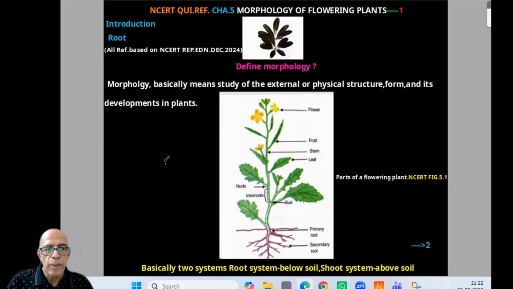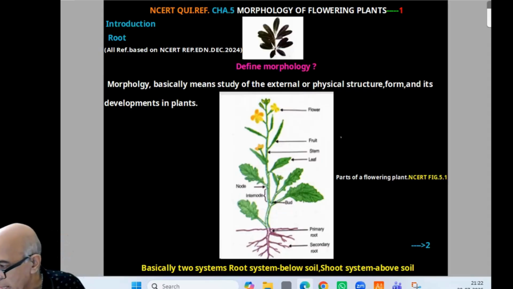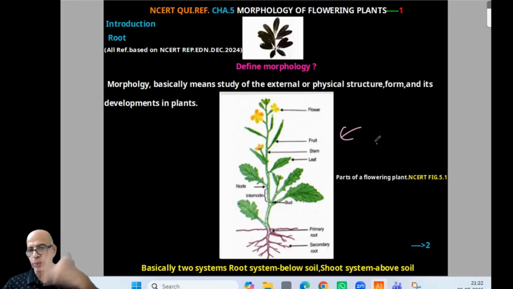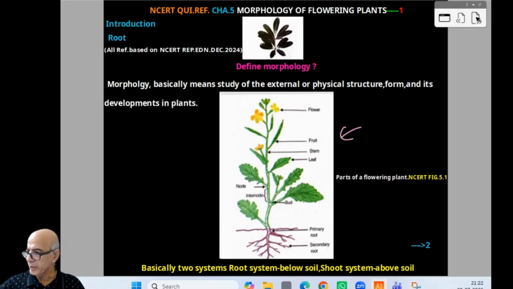Now, what is meant by morphology? One more theory question. Morphology is basically the study of external features or physical features, structure, form, and development in plants. That is what morphology deals with. This is a typical diagram given in the NCERT book. Parts of a typical plant have been shown, where you can find the shoot system above the soil and the root system below the soil.